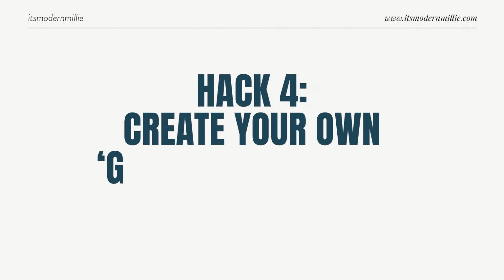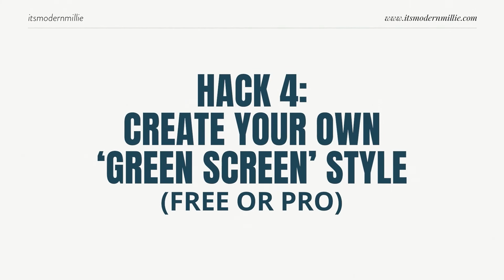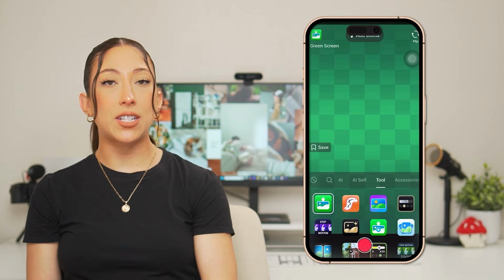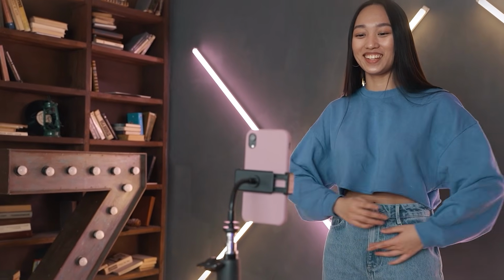Hack number 4 is to create your own green screen effect. We all know the green screen effect that you could use in Instagram or in TikTok. But if you film a video and while you're talking to the camera, you're like, ooh, it'd be cool if I added a pop-up here. You want to add the green screen effect post-filming. This is how you could do that within CapCut.